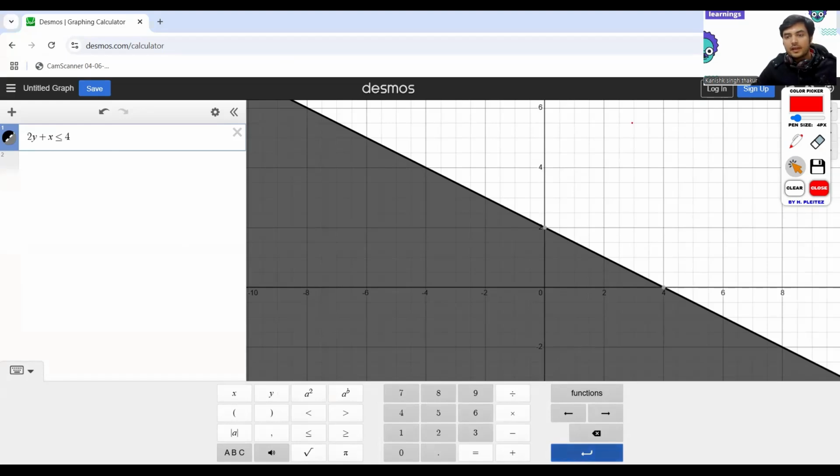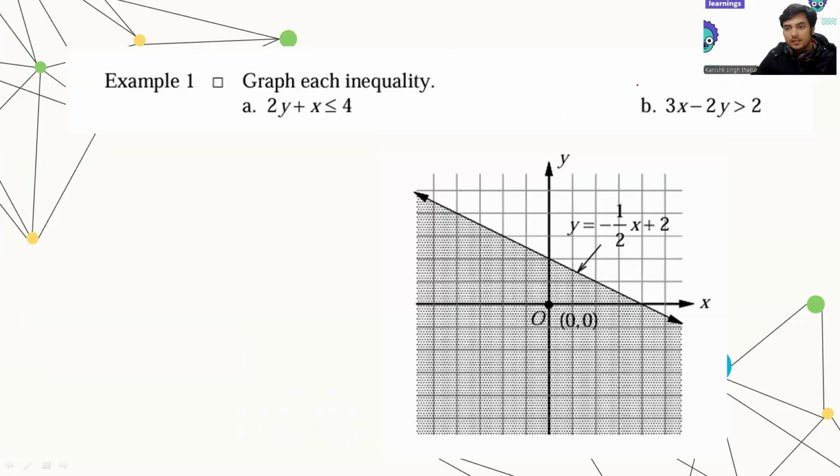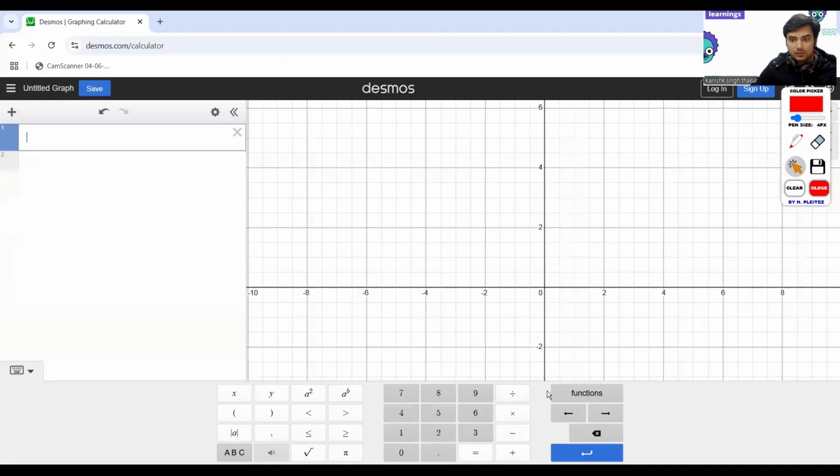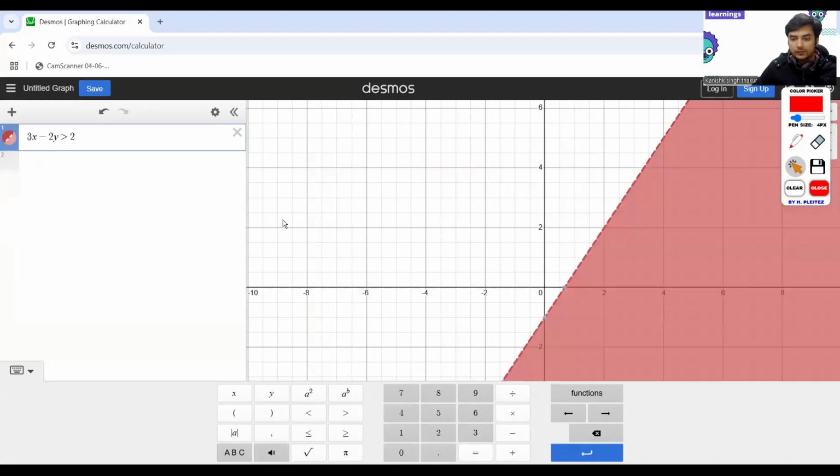Then again I have here 3x minus 2y is greater than or equal to 2, right? So if I want to draw the graph of this, as you can see here in Desmos, I'll write 3x minus 2y is greater than or equal to 2. It is like this, right? If I have to take the intersection of both, I can take. Fine, I hope you must have got it.